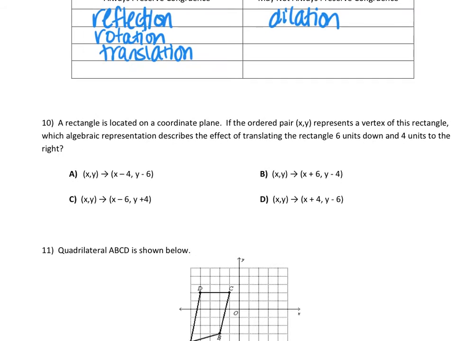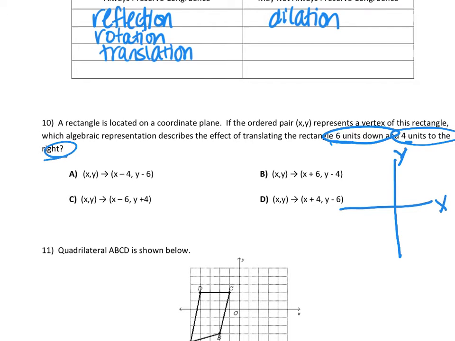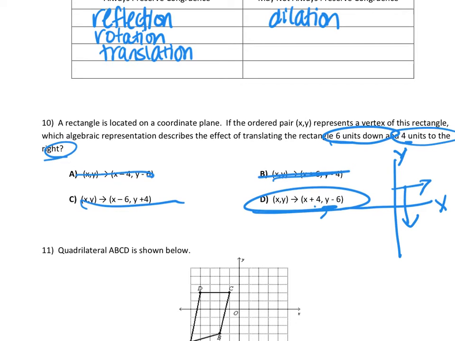Number 10, a rectangle is located on a coordinate plane. If the ordered pair (x, y) represents a vertex of the rectangle, which algebraic representation describes the effect of translating the rectangle 6 units down and 4 units to the right? If we're on our x and y axis, 6 units down is going to be our y. We did this wrong the first time. And then our x is going to be 4 units to the right. So x should be plus 4 and y should be minus 6. So D is your answer choice.